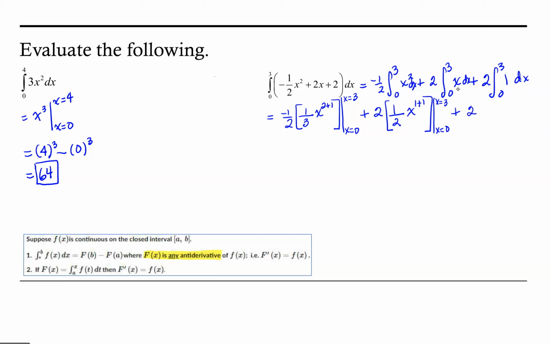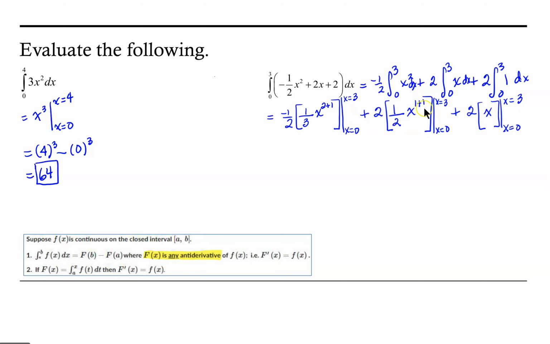Plus 2 times. Now, the antiderivative of 1 is x. Recall that if you took the derivative of x, you would end up with 1. So the antiderivative here is x. And we would evaluate between x equals 0 and x equals 3.